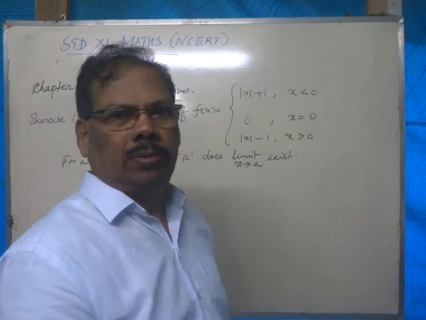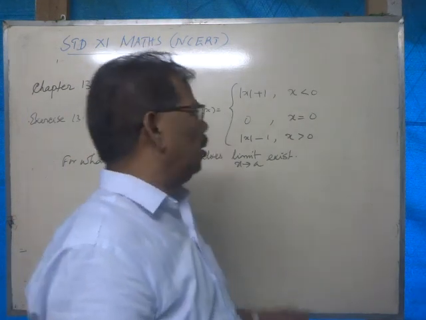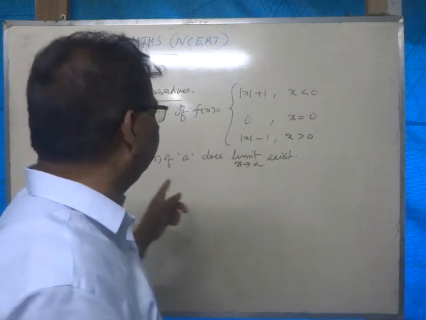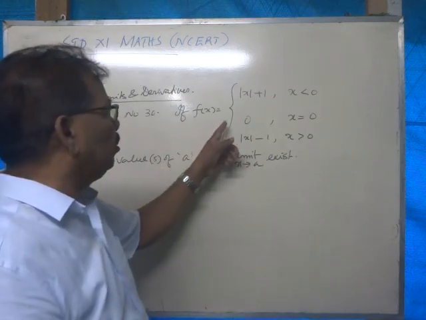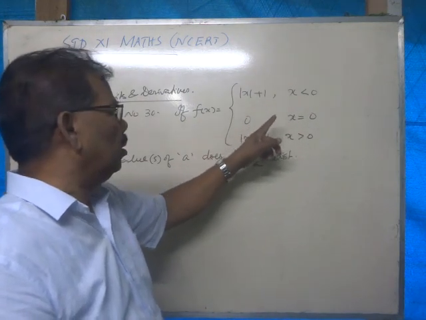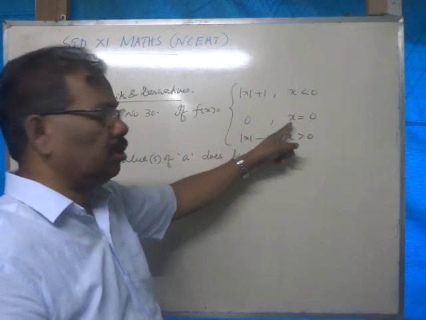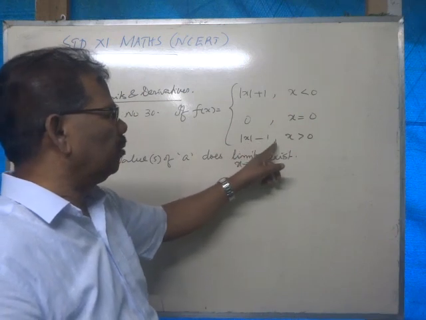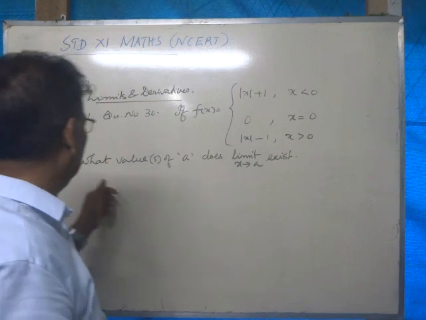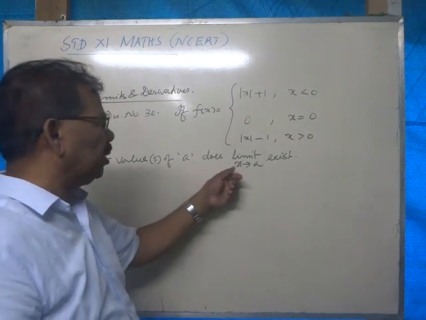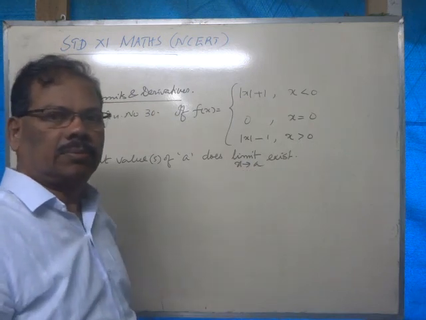Friends, we shall continue limits in the same exercise. It's number 30. If f of x is equal to modulus x plus 1 for x less than 0, and 0 if x equals 0, and modulus x minus 1 if x greater than 0, for what value or values of a does limit x tends to a exist?